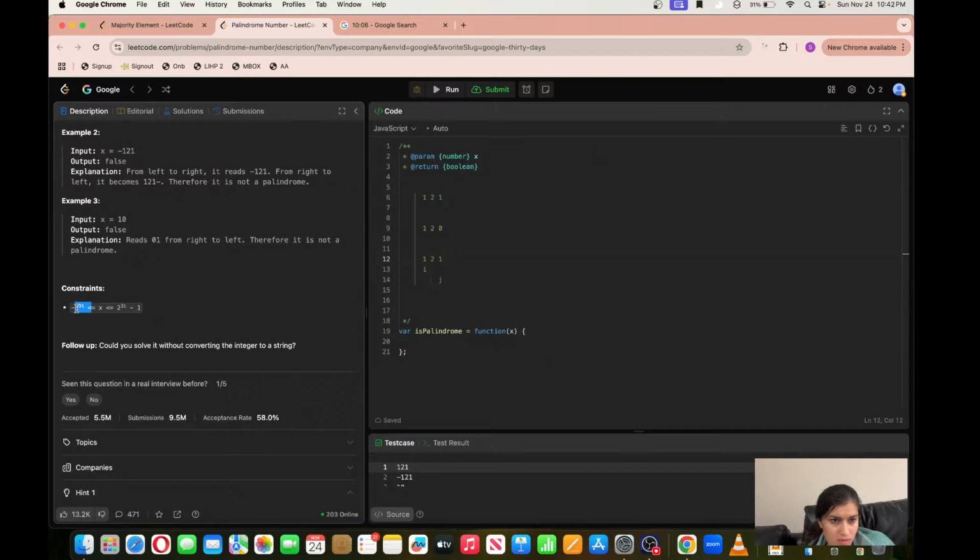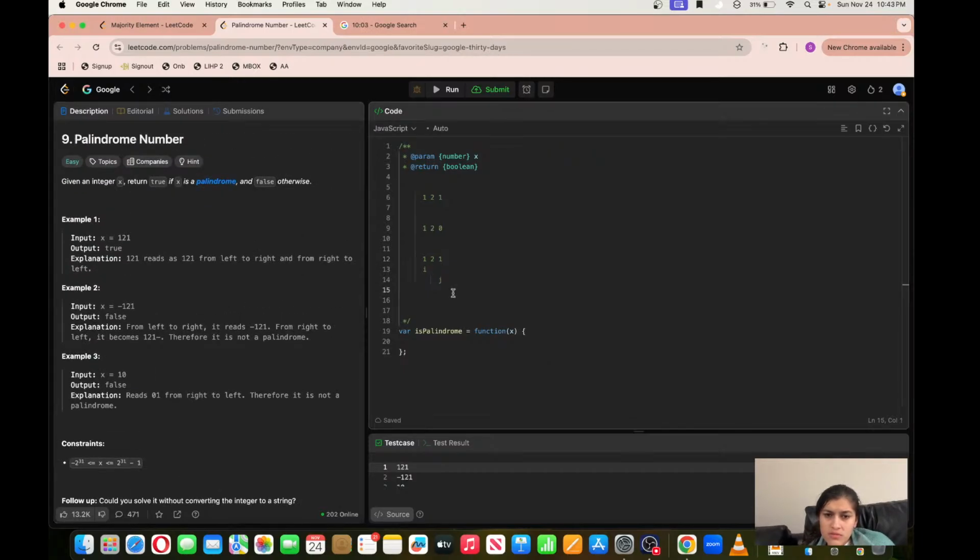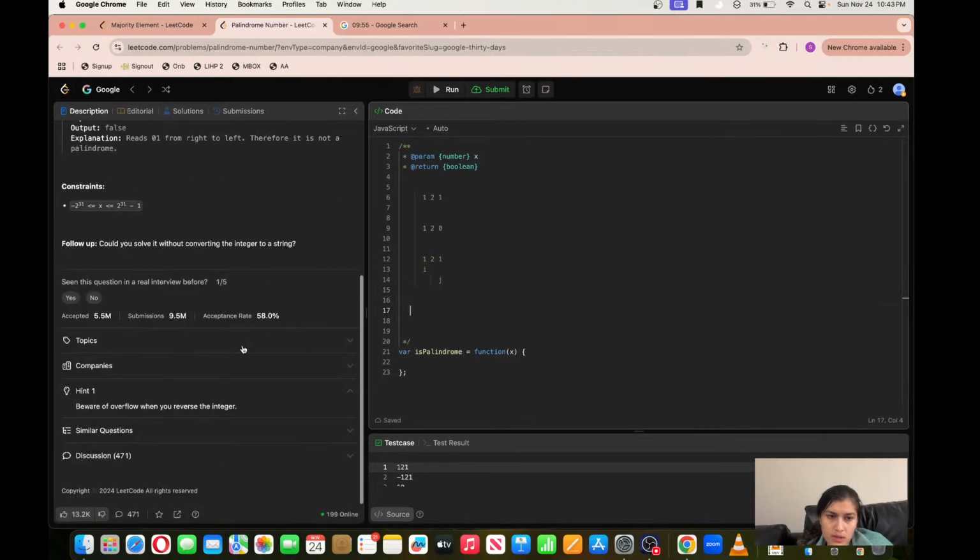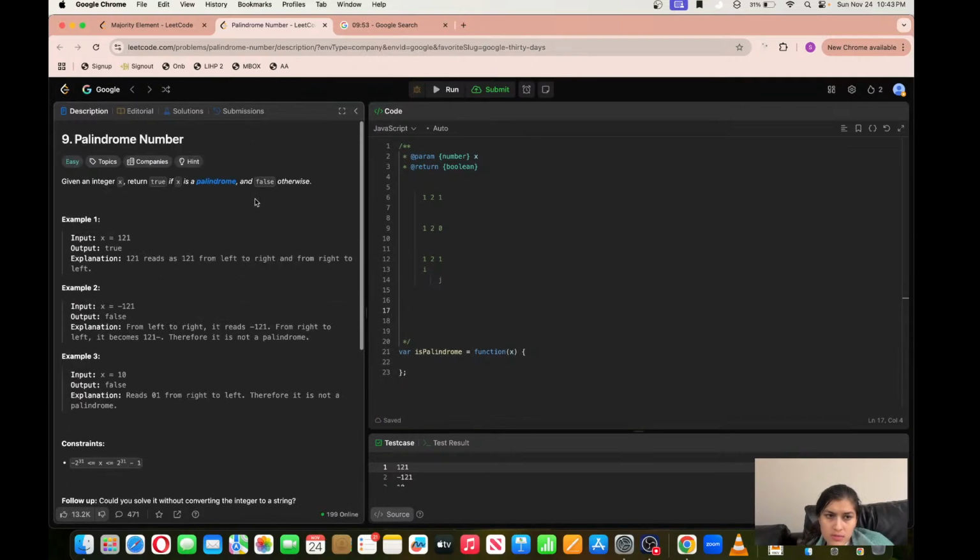So they are saying here it can be 32 digit. Suppose there is a 32 digit integer. What if it is 2 to the power 31 minus 1? That is the biggest integer. Then if I reverse it, what will happen? Since it can go up to 32 digits, it will be too long, right? Suppose 1, 2, 2, 2, 2, 2, 2, 2 and 1.